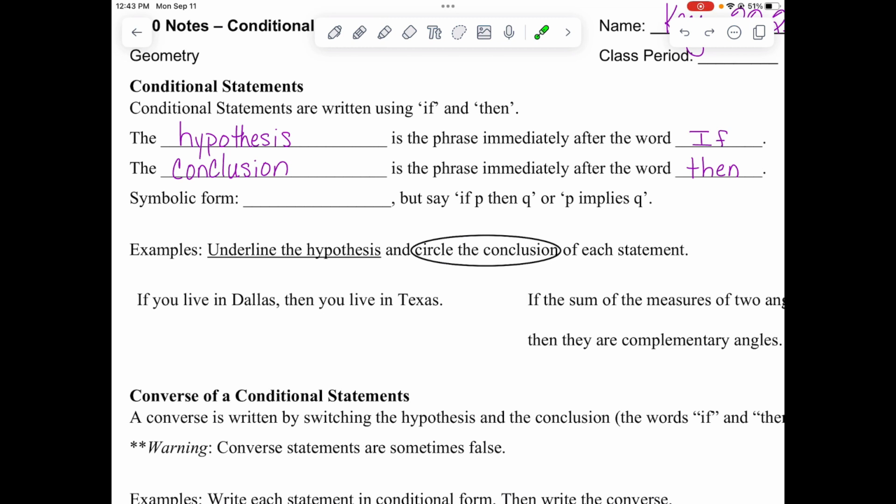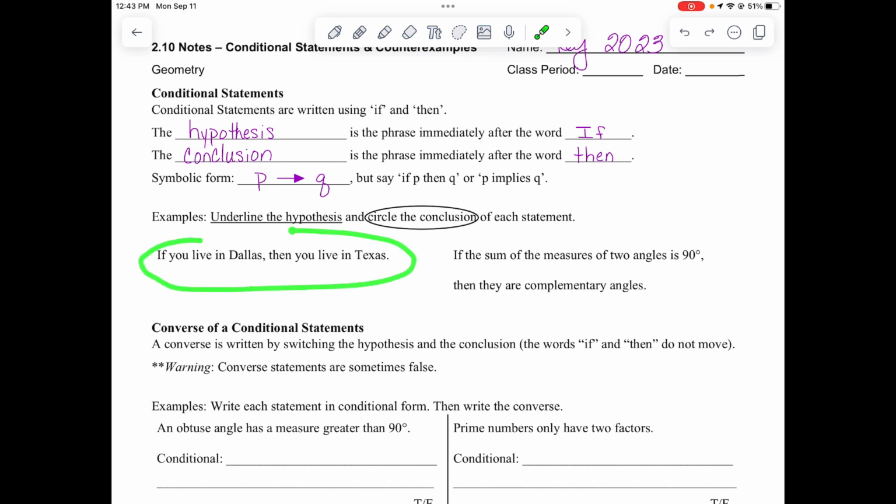Sometimes we write this in symbolic form, so it'll have a P, and then an arrow, and then Q, and we read that as if P, then Q, or sometimes P implies Q. So it's always telling you this is where we're starting, and this is the conclusion you can draw because of that starting place. Now we're going to practice. You have two examples here, and I want you to practice underlining the hypothesis and circling the conclusion. Remember, you can pause the video if you need a couple more minutes to do this.